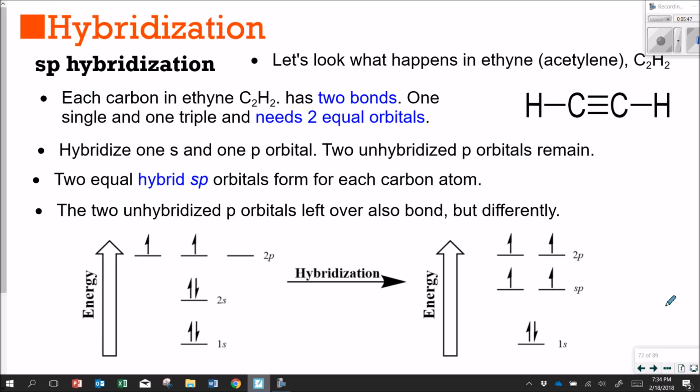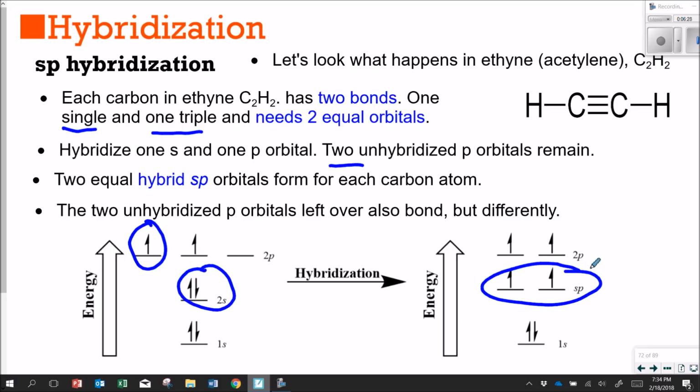For sp hybridization, we will look at what happens in ethyne or acetylene. In ethyne, each carbon atom has 2 bonds. We have 1 single and 1 triple bonds. So we need 2 equal orbitals. So this time we hybridize an s orbital with 1 p orbital, and we have 2 unhybridized p orbitals remaining. So if we look at the picture, we have the 2s combining with 1 of the p orbitals, and we have only 2 identical sp orbitals formed, and we have 2 unchanged p orbitals. These again will bond differently, and we will look at that later.